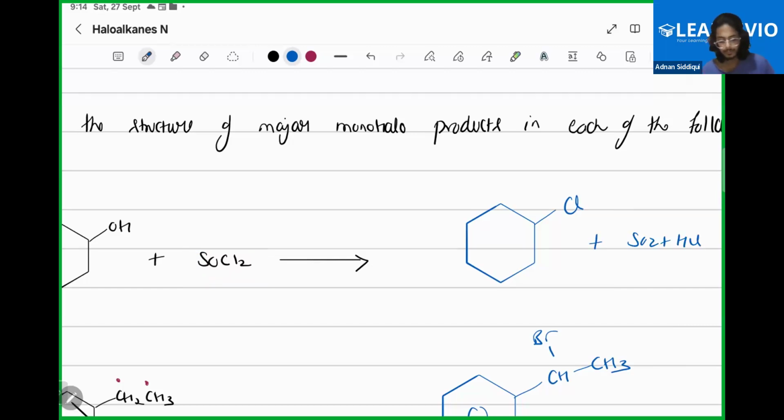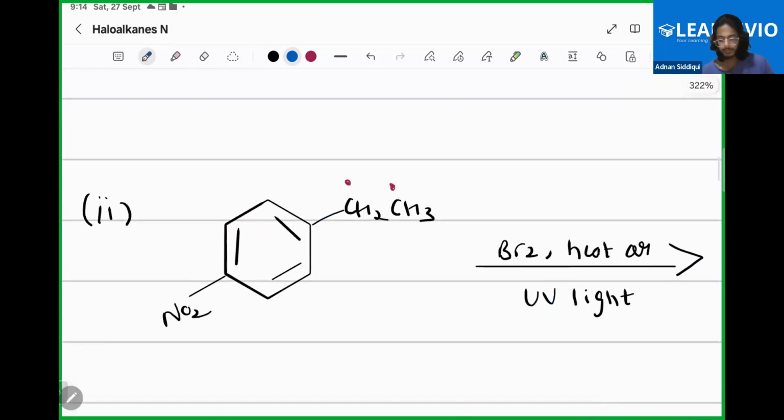Okay. What about this one? Now you have to think carefully for this one. What should be the product? You are having Br2, okay, and you are heating it, or sunlight basically. So what should be the case? What you should do here? You have two possibilities. Bromination will occur, okay. At which position? On the allylic position, that is on the double bond side.